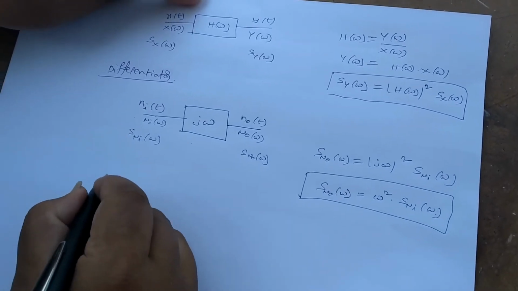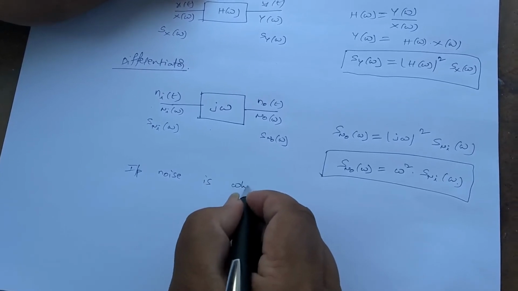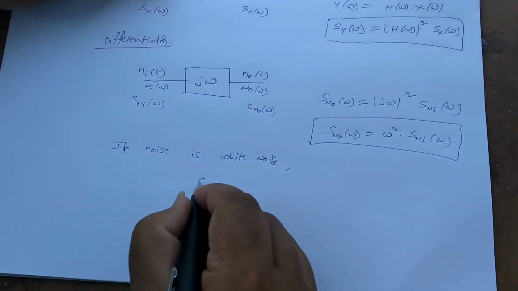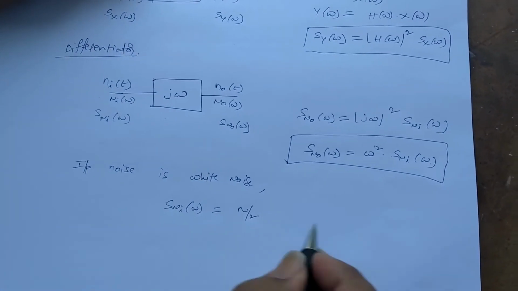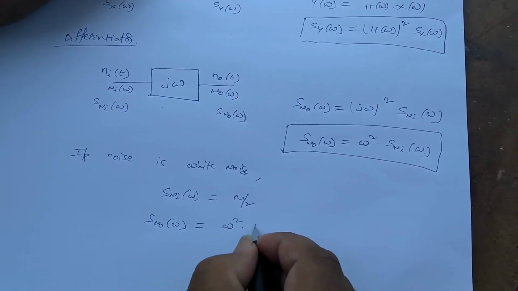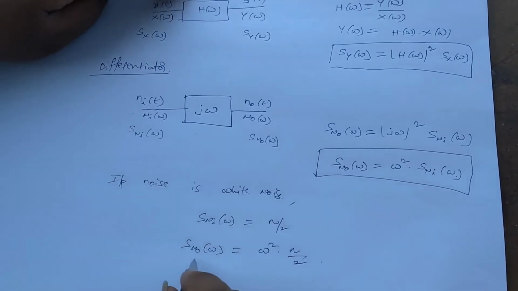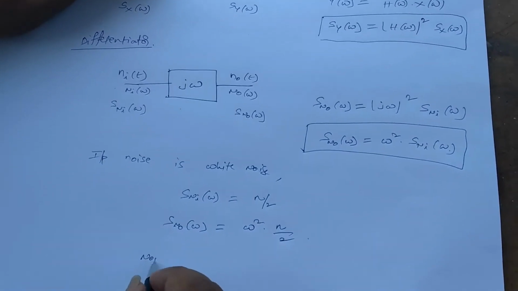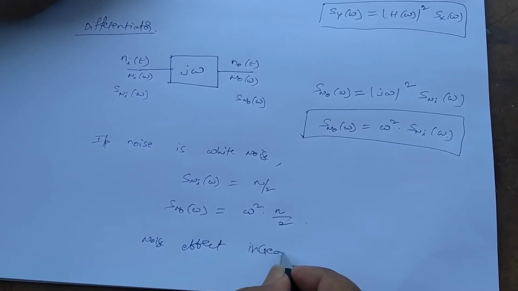So for example, if the input noise is white noise, then S ni of omega is equal to eta by 2, a constant. Then S n naught of omega is equal to omega square into eta by 2. The main point of this representation is that the noise effect increases with frequency.